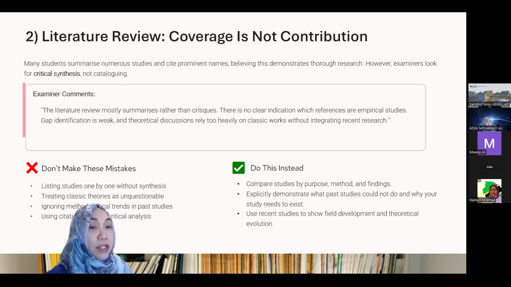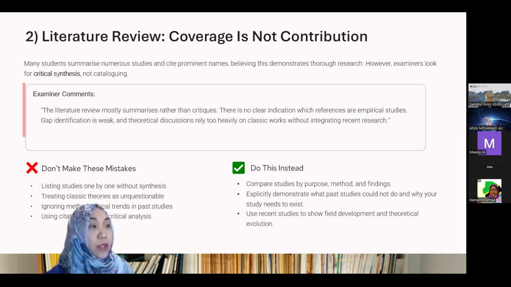So the critical synthesis means you need to group studies. You don't just simply name drop. You've got to cite them, compare and evaluate. The examiner says the literature review mostly summarizes rather than critiques. You've got to critique and give your take on them. Compare and contrast what's lacking, what's wrong, compared to other studies. There's no clear indication which references are empirical studies. The gap identification is weak, and theoretical discussions rely too heavily on classic works without integrating recent research. Now, here again, make sure that it is balanced.